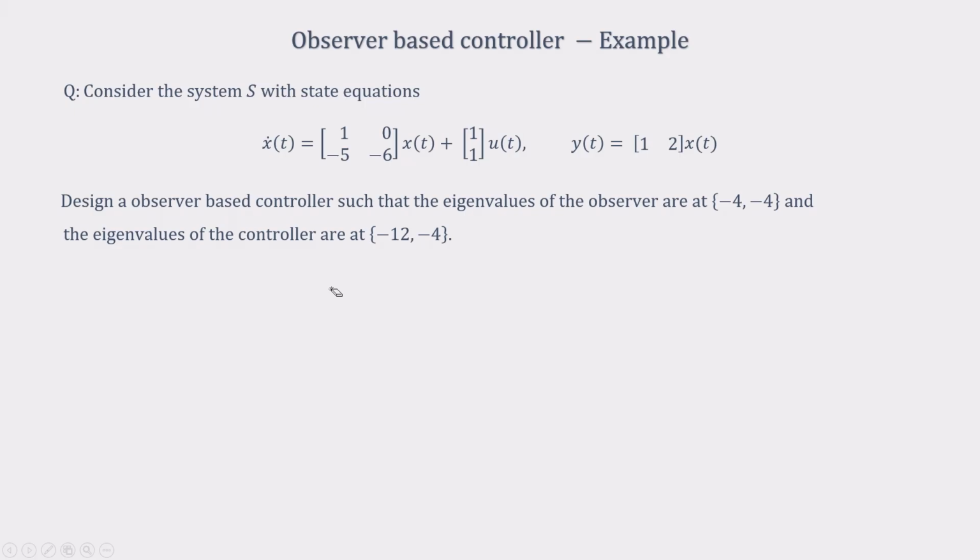If it is not controllable, I need to take it to controllability canonical form, and then I have to check that the uncontrollable eigenvalues I will not be able to change. All these things you have to check, right.